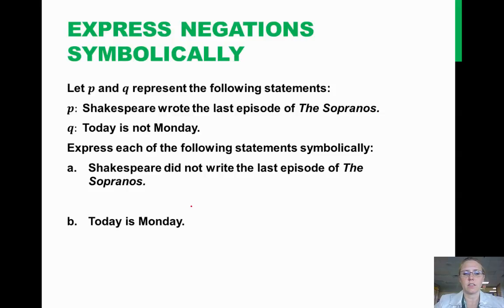So this last part, part A, says, express each of the following symbolically. Shakespeare did not write the last episode of The Sopranos. So that is the opposite of what P says. It says Shakespeare wrote it. So I could write this symbolically by saying not P. Part B says today is Monday, but our Q up here says today is not Monday. So that is the negation of Q, so I'm going to write not Q.